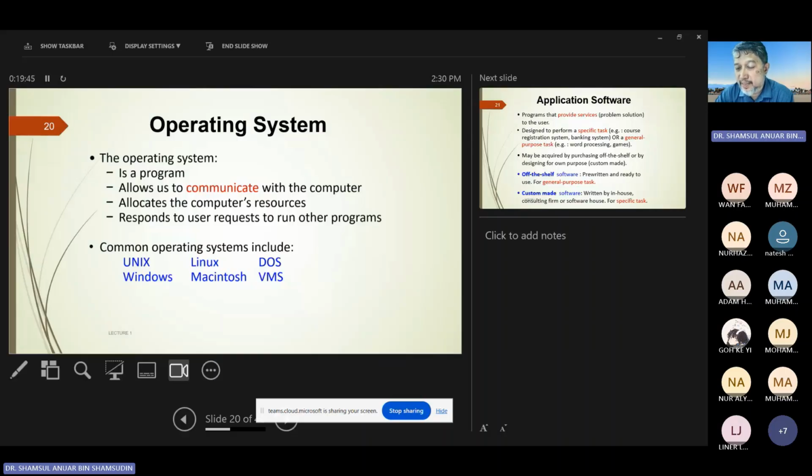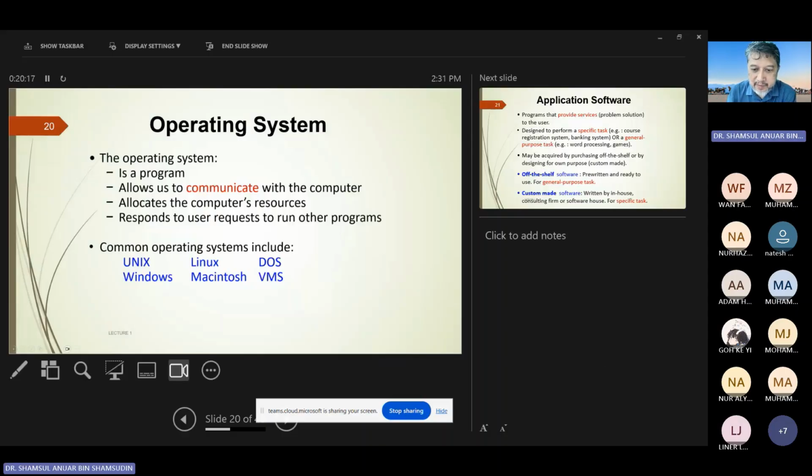Maybe it will communicate with the power system, communicate in terms of how the RAM is used, and if you have graphic cards, how the graphic cards will perform their function, and also respond to users' requests in order to run other programs or applications.